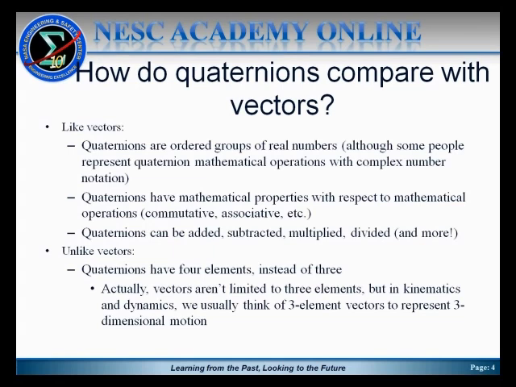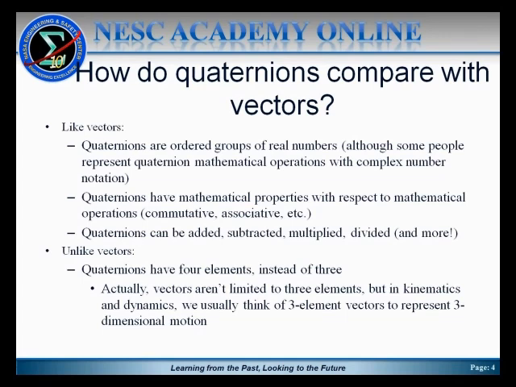Quaternions also have mathematical properties, much like vectors, with respect to some operations, and those properties and operations can have commutative, associative, or distributive properties. Quaternions also can be added, subtracted, multiplied, divided, and even more. We won't cover them too much today, but you can actually take logs of quaternions and exponentials of quaternions, and there's lots more you can do with them.